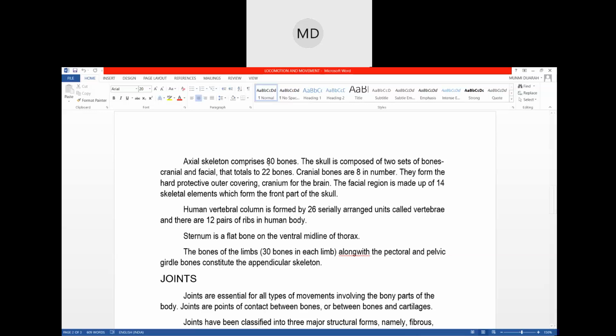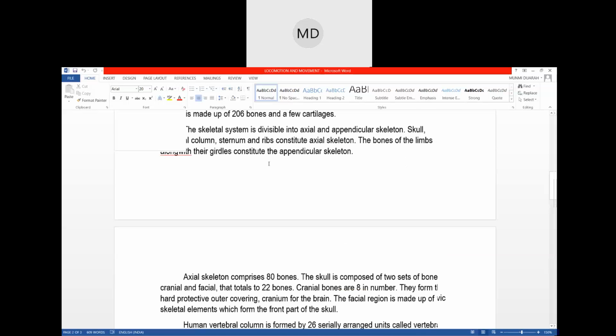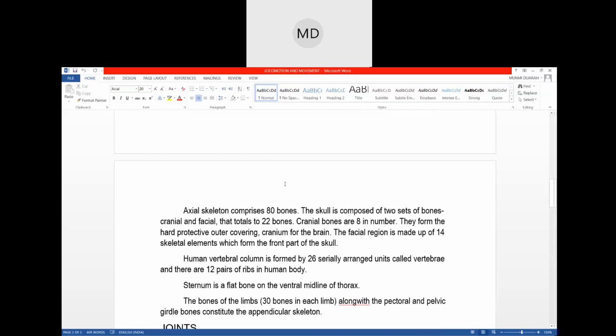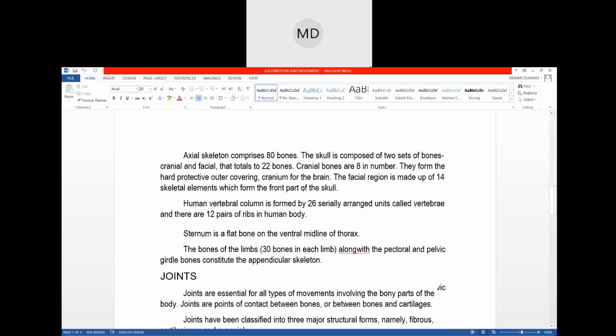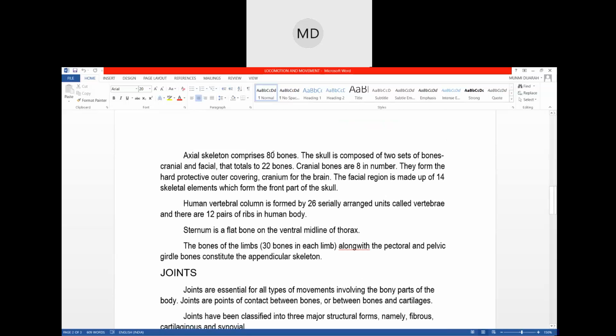So these are the quantity, the number of bones present in each part, that is written. That you have to remember. The axial skeleton comprises a total of 80 bones. And in the entire human being, there are 206 bones, right? They are divided into two types, axial and appendicular. Now the axial skeleton will have 80 bones.